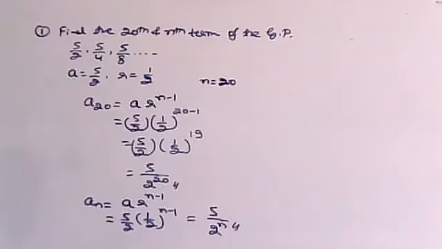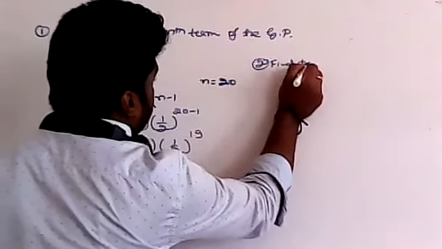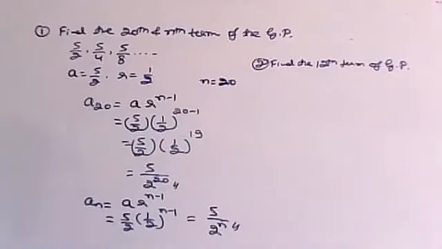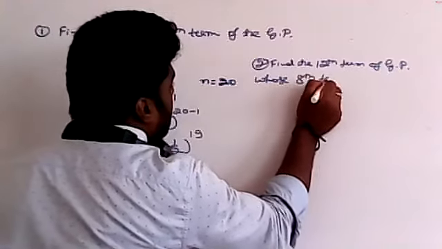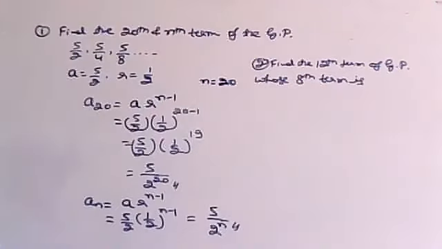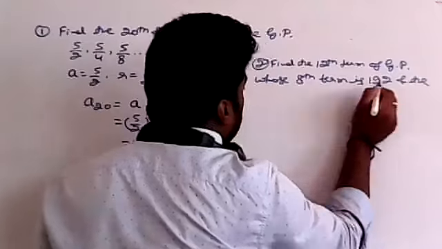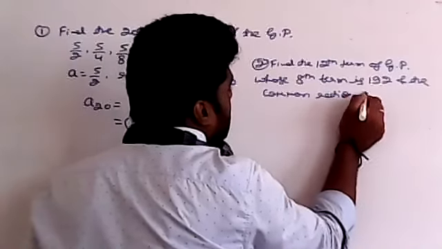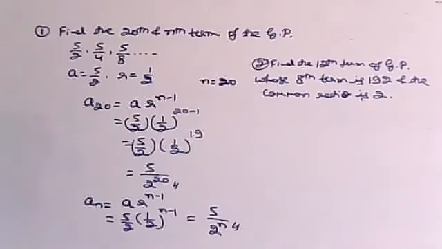And in the same way, tell me the next one. Find the 12th term of the GP whose 8th term is 192 and the common ratio is 2. Common ratio is 2. Okay, just go for it. You have to tell me the answer.